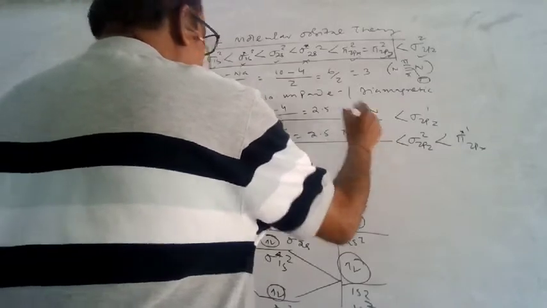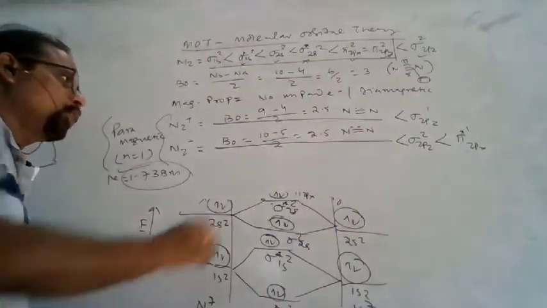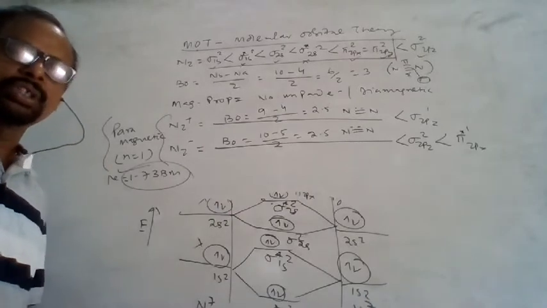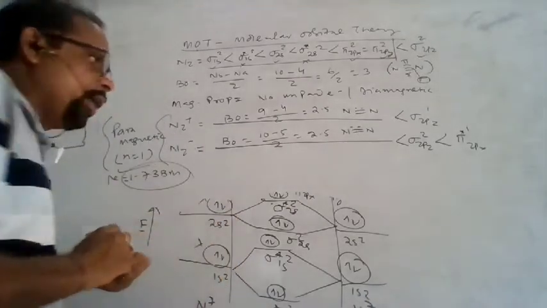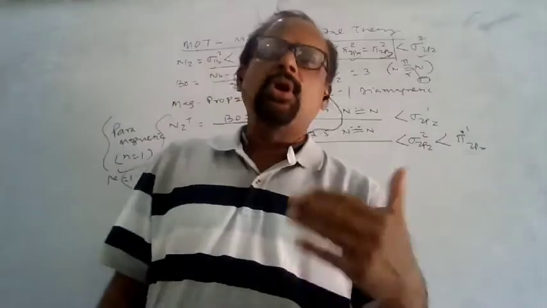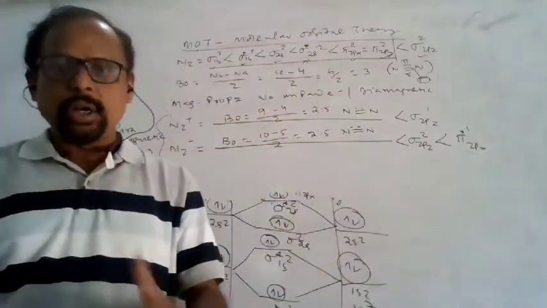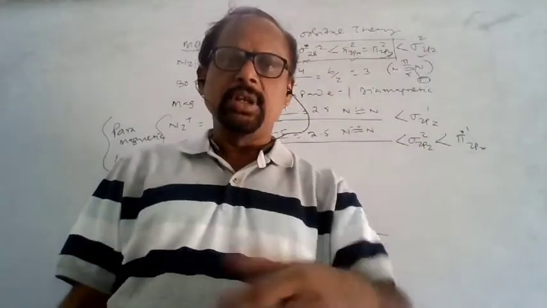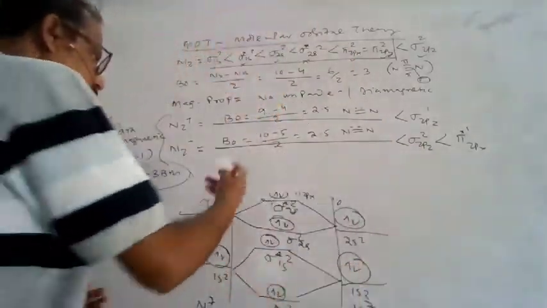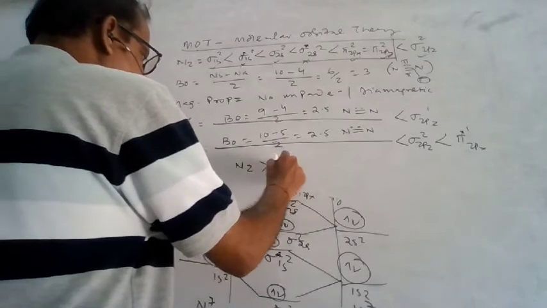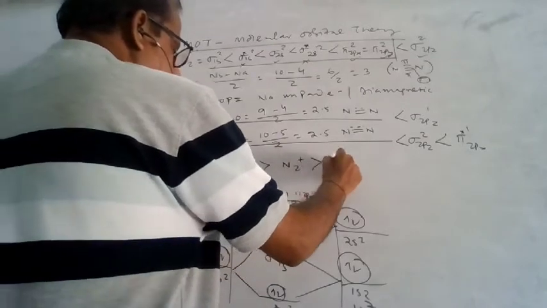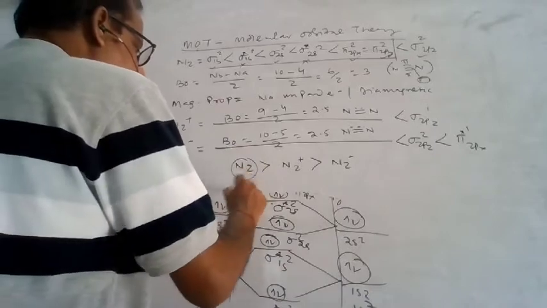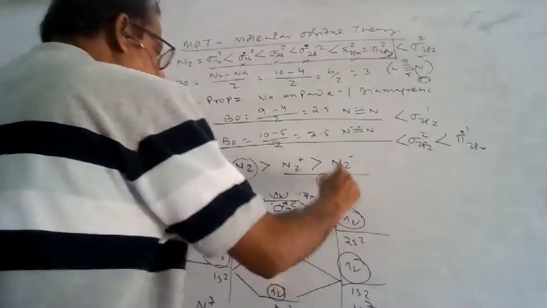N2 minus means there is one extra electron. The extra electron means that the sigma will get 2, so the next electron will go into pi star x 1. So in N2 minus, both the N2 plus and N2 minus cases.